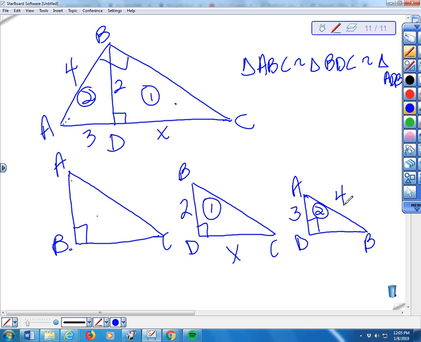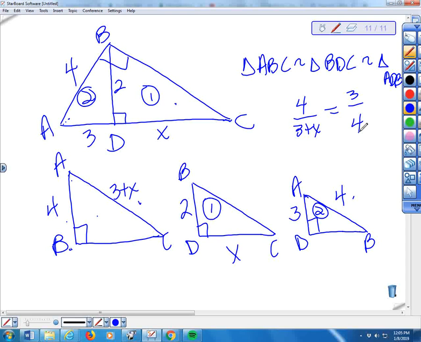Well, here AB is 4. And I know AC is 3 plus x, right? This whole length. So now I could use these two triangles to write my similarity statement, or my proportion. I could say 4 over 3 plus x equals 3 over 4, and then cross multiply and solve. Okay, so once you've got these triangles and they're correctly labeled, it makes it easier to set up your proportions and solve for sides.